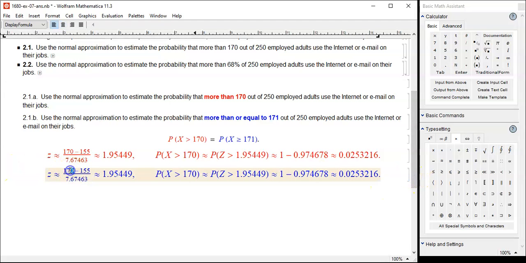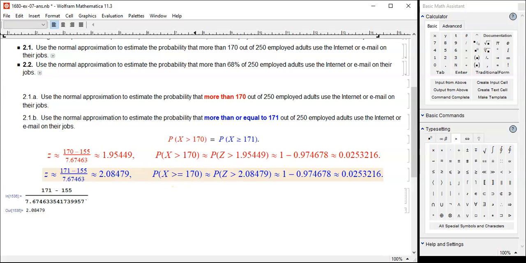So this is supposed to be 171. So if I calculate this one, and instead of 1.95 something, you're going to get that. And then you can rewrite like this. That's greater than or equal to 171. And that's greater than or equal to that. And then okay.